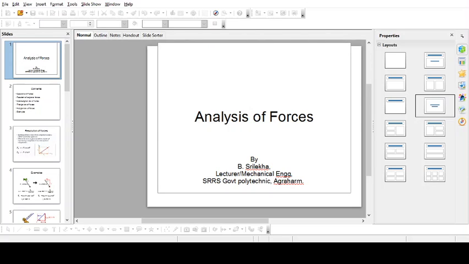So simply, if two coplanar concurrent forces acting on a particle are represented in magnitude and direction by two sides of a triangle taken in order, then their resultant is represented both in magnitude and direction by the third side taken in opposite order.